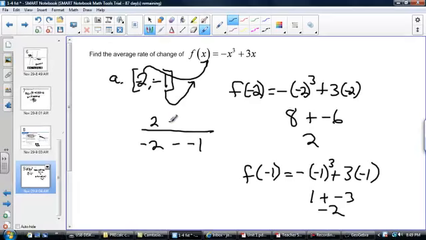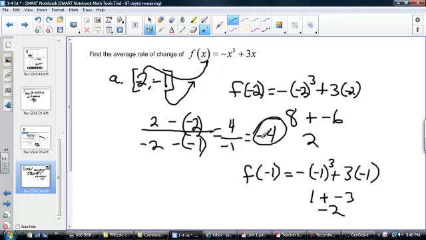So 2 minus negative 2, well, that's 4. Negative 2 plus 1 is negative 1. So the average rate of change for this is negative 4. This you've been doing since Algebra 1. So we can keep doing it. Not that hard.